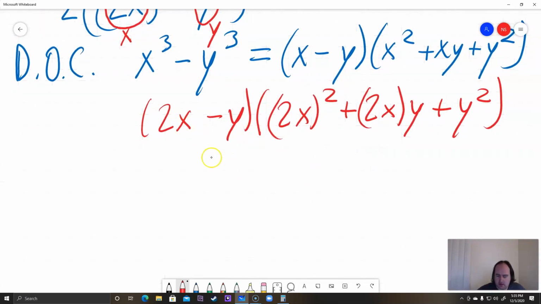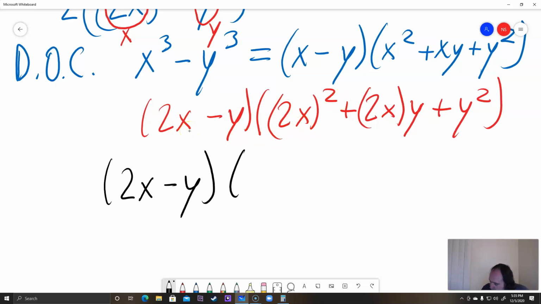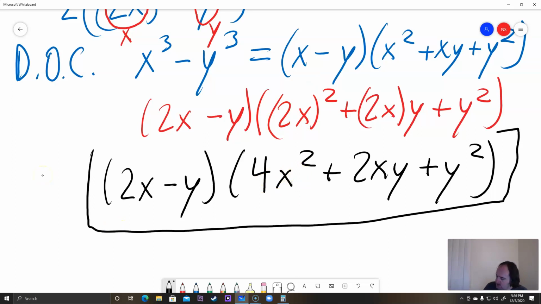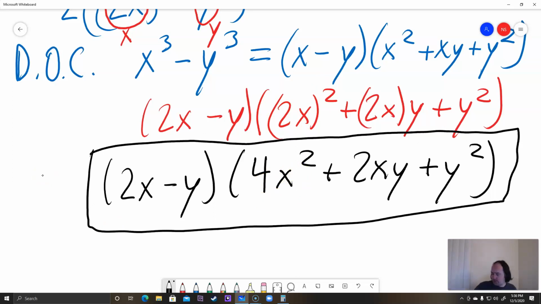Okay, so what do we have here? Well, we've got 2x minus y times, well, what's 2x squared? Well, 2 squared is 4, because 2 times 2 is 4, and x squared is x squared. So we get 4x squared plus 2xy plus y squared. So really the only thing that we could simplify here was this 2x quantity squared. So this is our answer: 2x minus y times 4x squared plus 2xy plus y squared. So that's an example of one of the harder problems with the difference of cubes.